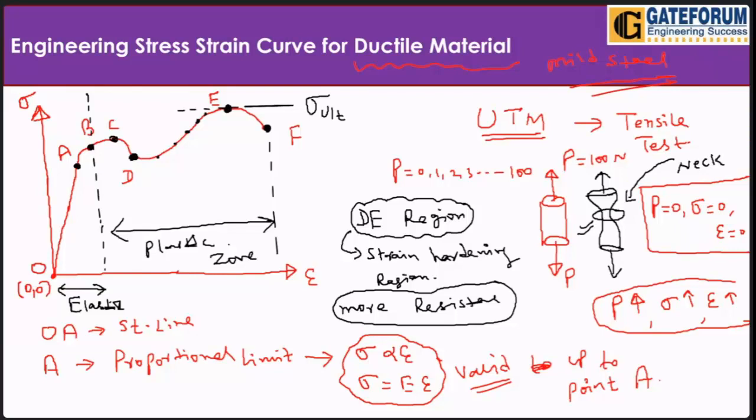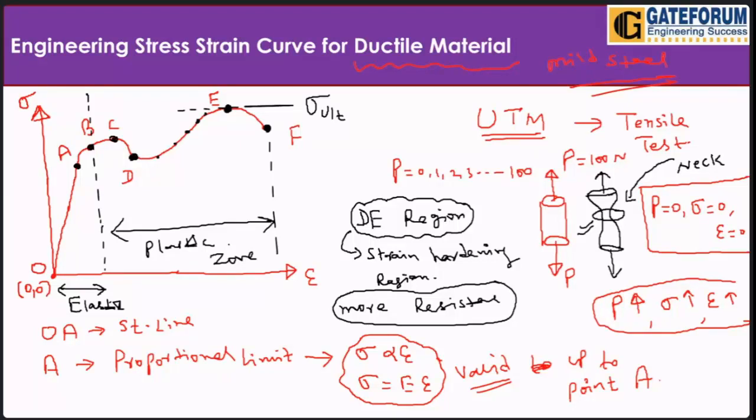Up to that point, if we remove the load, 100% recovery will be there. That means the material will come back to its original state. Suppose the initial length of the bar is 10 centimeters, and after stretching the length is 12 centimeters. If we remove the load, the length again becomes 10 centimeters. That is known as 100% recovery.